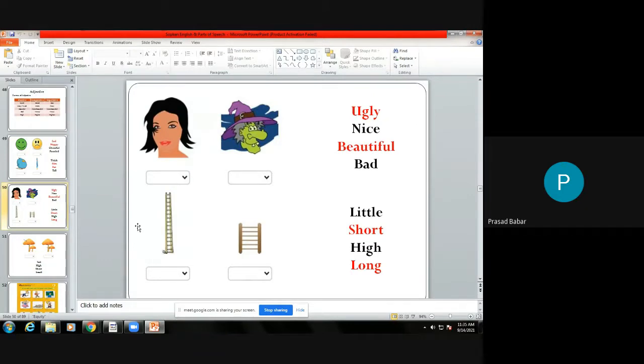Then there is the next picture. In this picture, there is a girl in the first image, and in the second image, we have an ugly woman or ugly man. And in the third picture, we have a ladder.